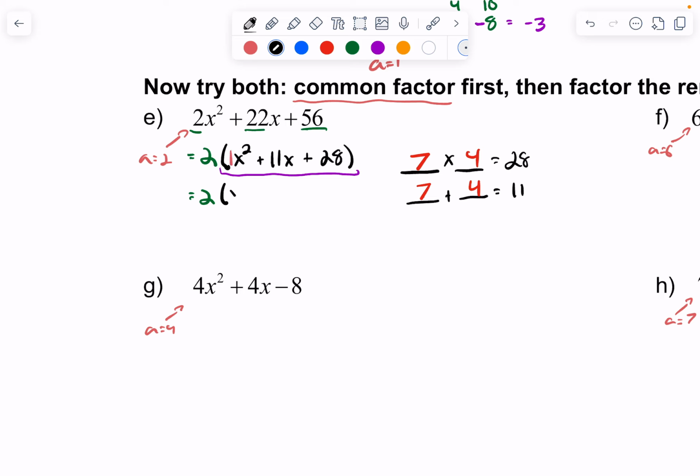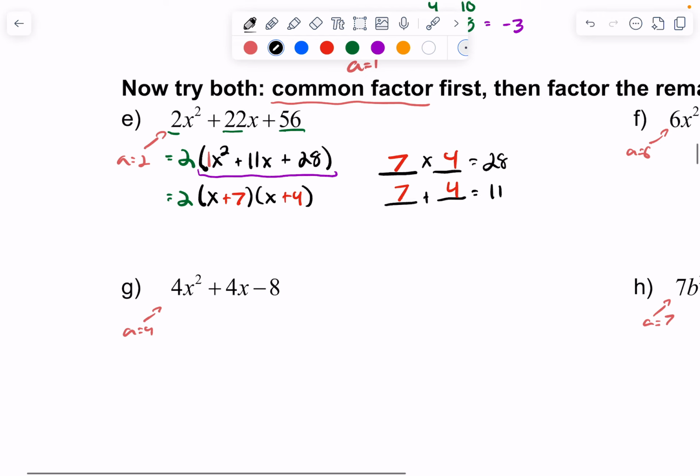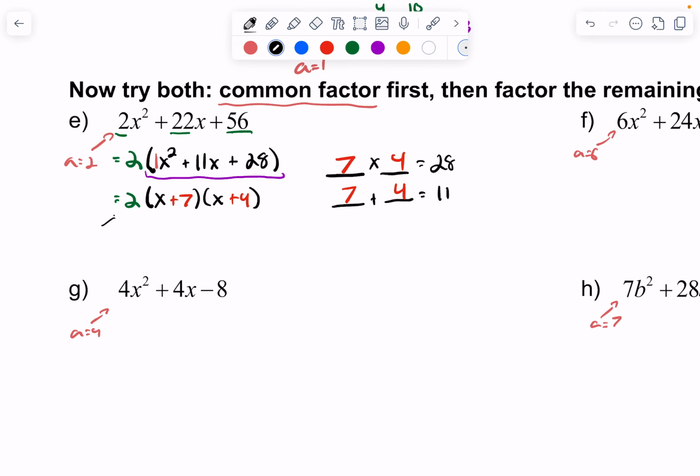So that means you just put an x here, and then you have plus 7, and then you have x plus 4. There you go. All right, so it's just simple factoring with this addition of common factoring at the beginning.